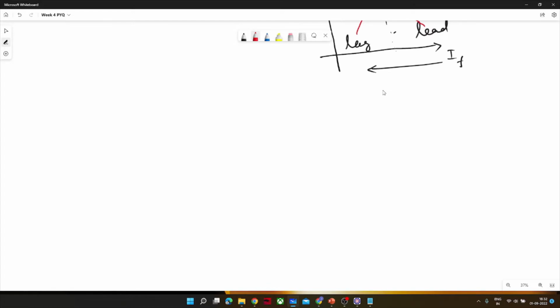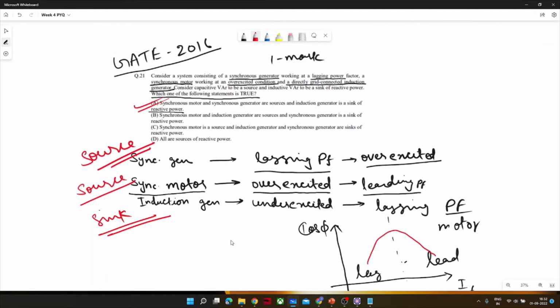So this was all about synchronous machines till now. Maybe later I may get some other problems, but I think you would have got some idea how to tackle them. Sir, I want to discuss more on this curve.